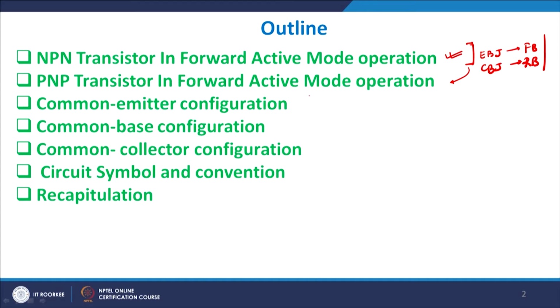We will also look into the 3 configurations of working of this transistor, which are common emitter, common base and common collector, and then we will see some of the conventions and circuit symbols used, and then we will recapitulate what we have learned across this module. Now if you remember, in the previous discussion we had encountered 2 important terms. One was known as alpha and another was known as beta, and both were current gains.